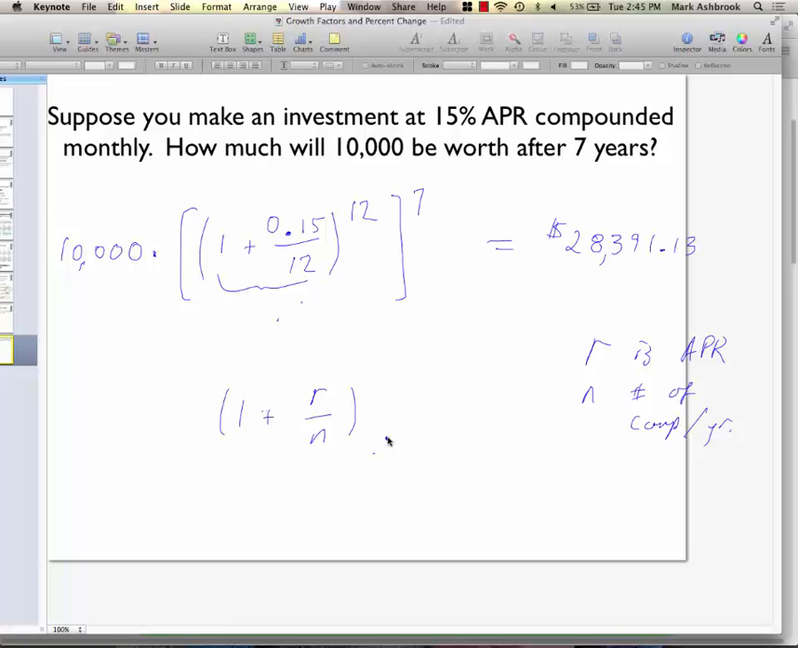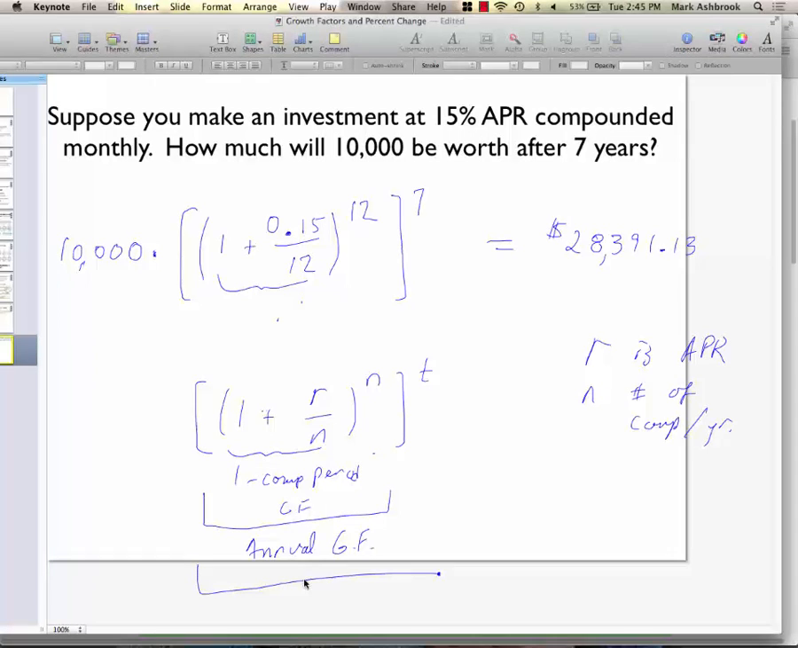But if we want the annual growth factor, what do we do? Aaron? Raise it to the n. So this is the one compounding period growth factor. Raise it to the n, and we get the annual growth factor. And say we want it for t years. Then what? Raise it to the t. And that whole thing is the t-year growth factor. And then we take the initial amount times the t-year growth factor to get the final amount after t years.